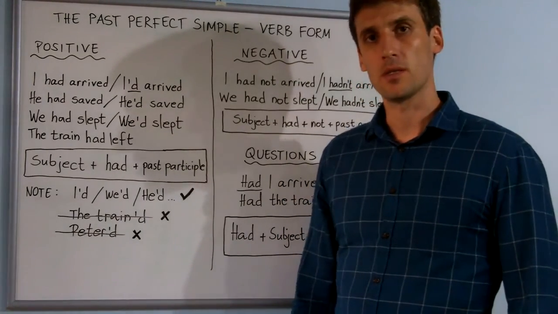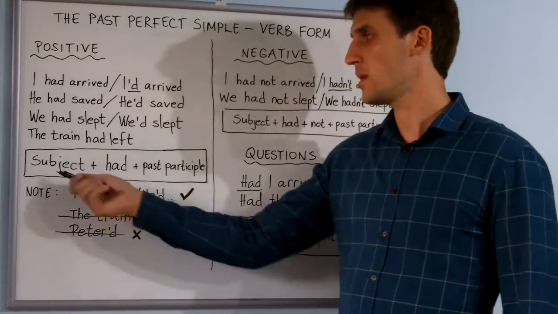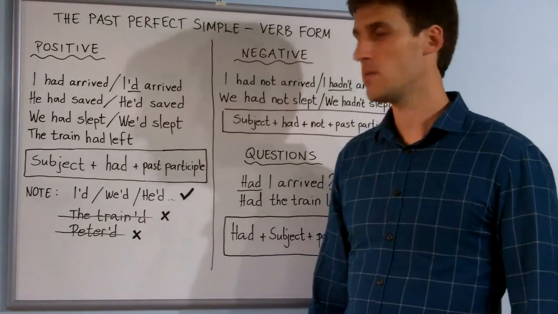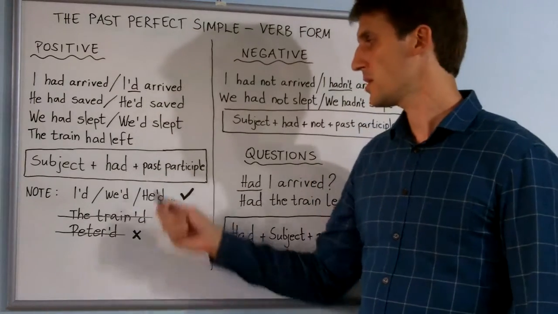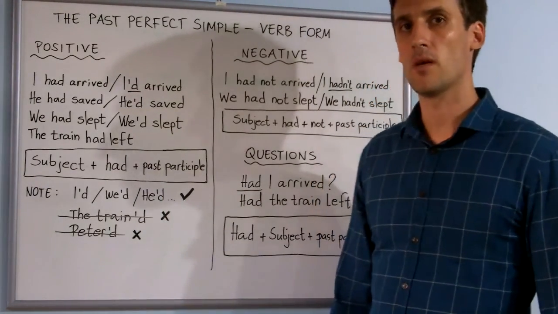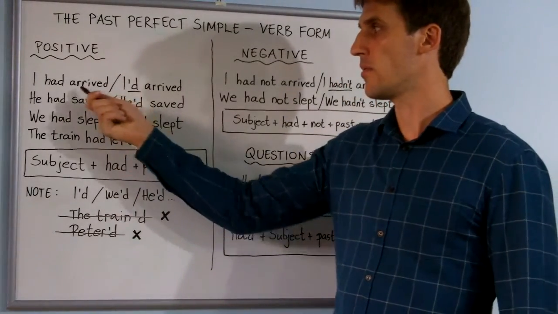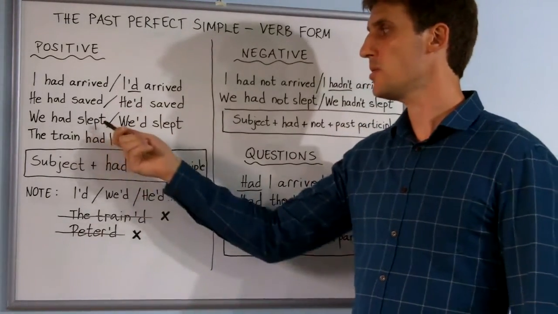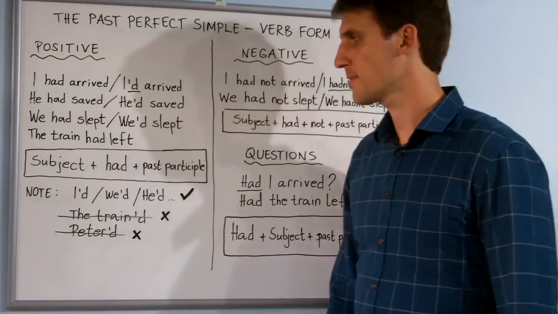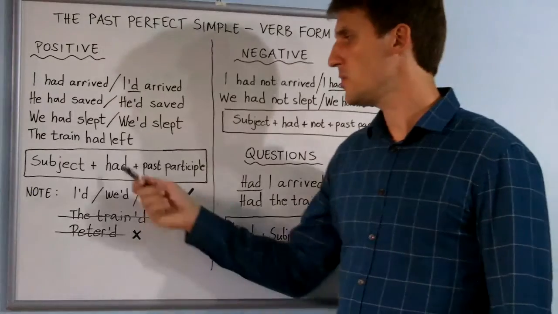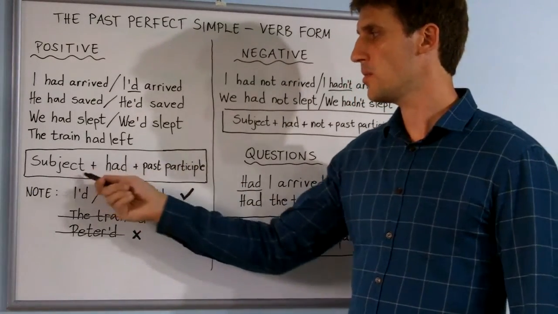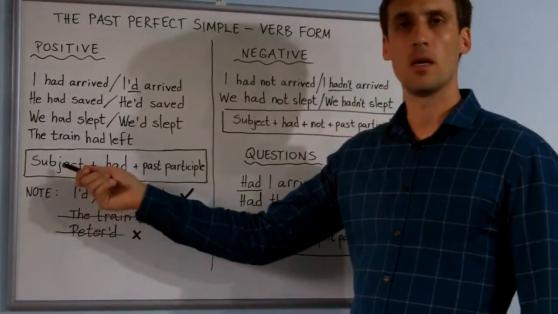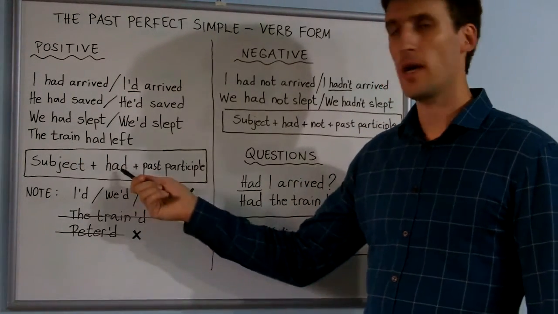We make positive sentences by beginning the sentence with a subject. We add the past tense of the verb to have, which is had, and the past participle of a verb, which can be a regular verb, such as arrived or saved, or an irregular verb, such as slept or left. We always use this form, had, no matter what kind of a subject stands here at the beginning. It can be in plural or singular. This verb had never changes.